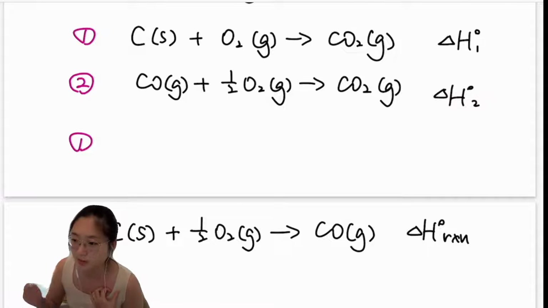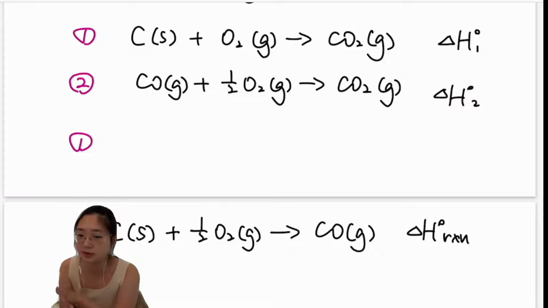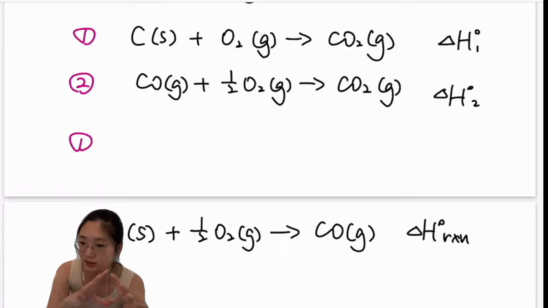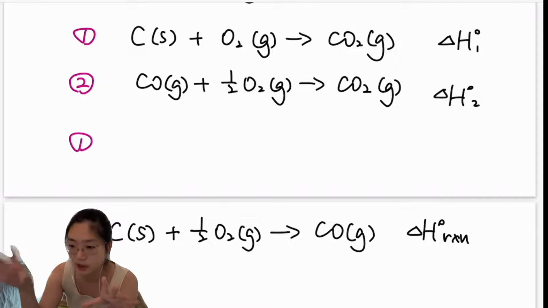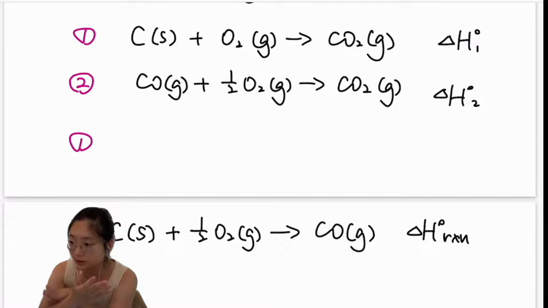We put the carbon monoxide on the product side. To do it, we need to reverse equation 2, so it's like multiplying equation 2 by -1. When you reverse it, it becomes carbon dioxide decomposing into carbon monoxide and 1/2 mole of oxygen. And for this reverse reaction, the delta H value becomes negative delta H2. Exactly, yes.